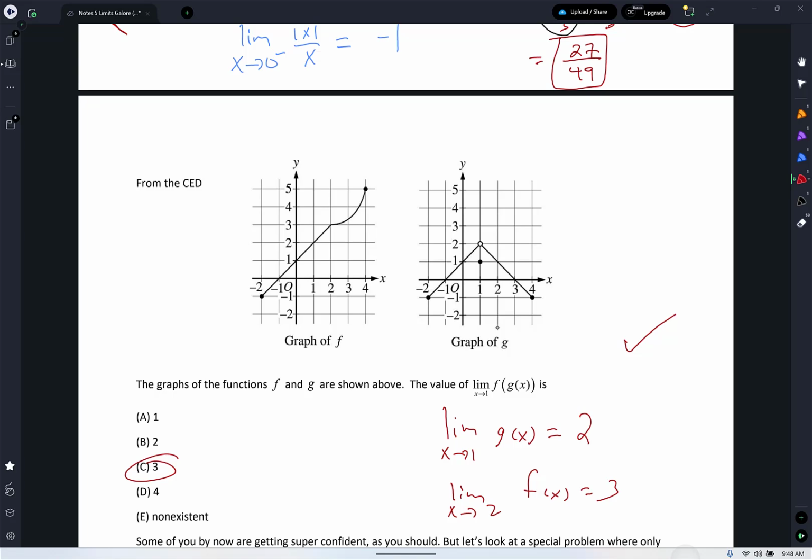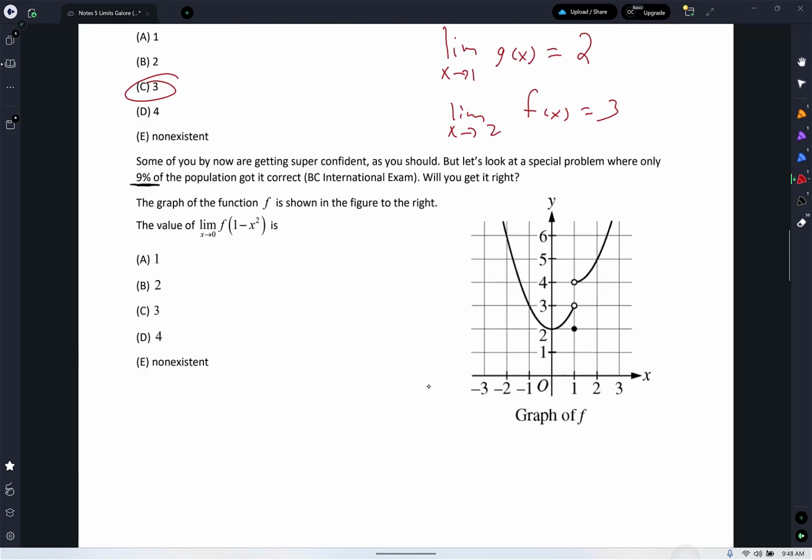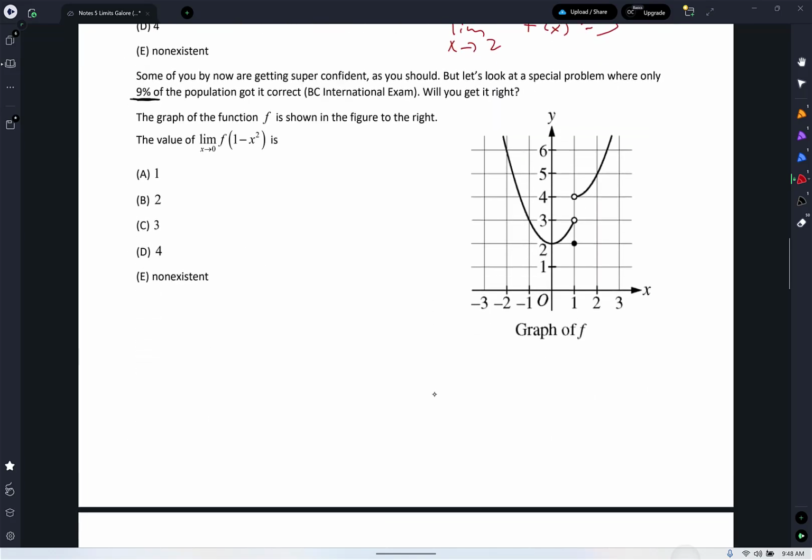This is from the CD. This one here. Relax, guys. This one here is only 9% got it right. Try that one. It helps to draw a picture of what 1 minus x squared looks like.